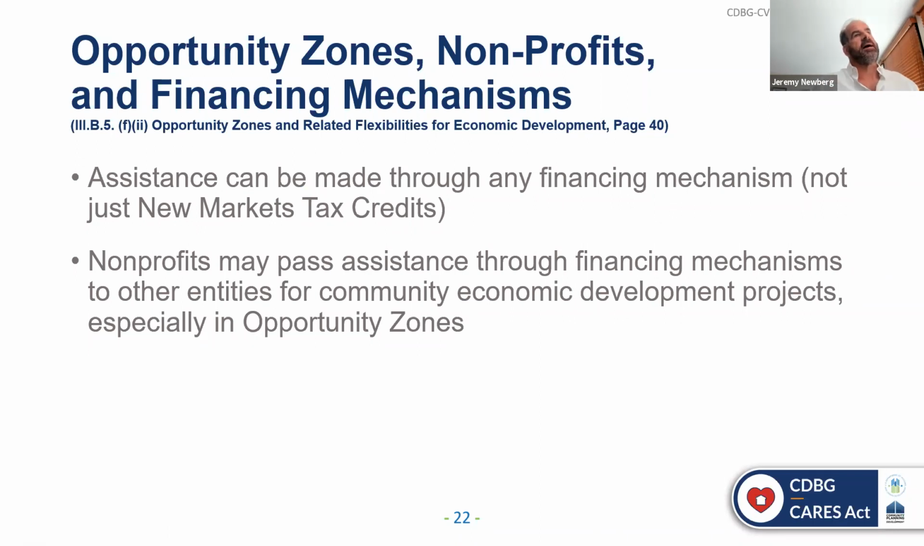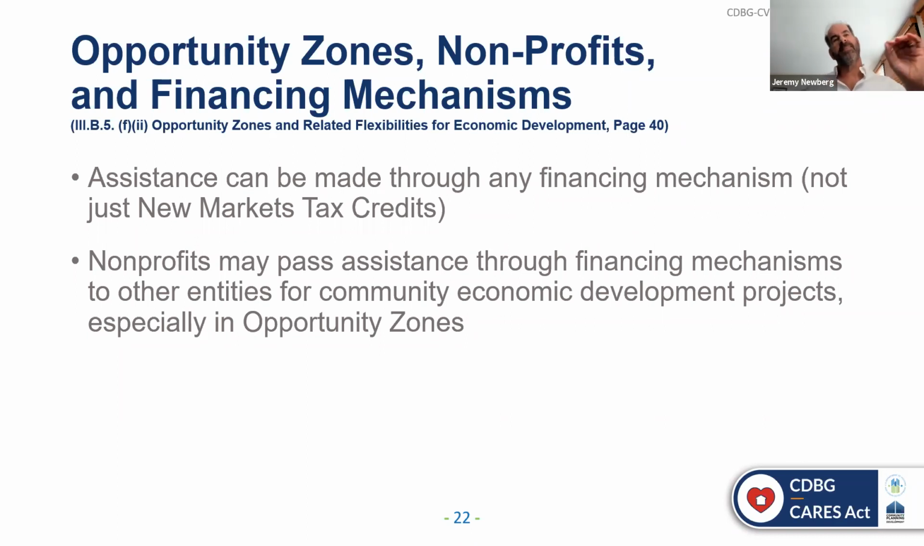These are opportunity zones, nonprofits, and financing mechanisms. You can provide assistance through a financing mechanism, not just new market tax credits. If any of you are familiar with new market tax credits, it's all about leveraging, and it's deep financial engineering where you create special purpose entities to essentially get more equity into the project. And so CDBG-CV funds can be used with new market tax credit projects.